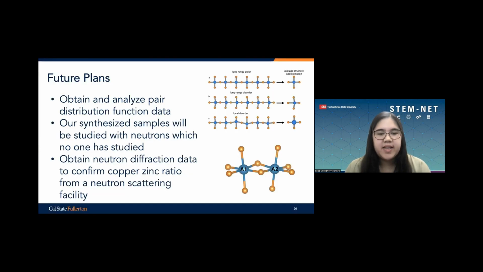So for my future plans, we have planned to obtain pair distribution function data, again, to observe the local structure. We also plan to study these with neutrons, because X-rays are not sensitive here, as copper and zinc are only 1 electron apart. So studying them with neutrons would be beneficial. And we also want to obtain neutron diffraction data to get the true copper and zinc ratio.